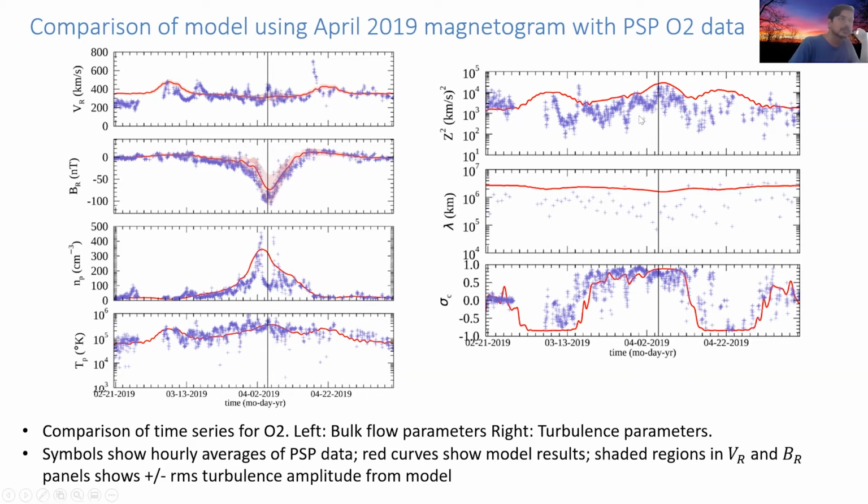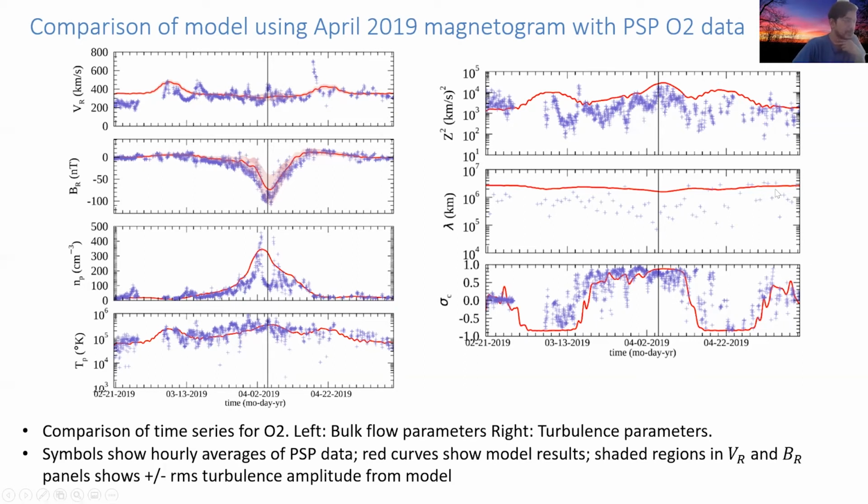On the right, I've got the turbulence properties. And now you can see that the turbulence energy increases towards perihelion, but the model result generally skirts the upper envelope of the observations. I've got the correlation scale of the turbulence.